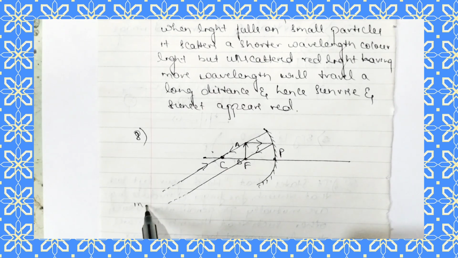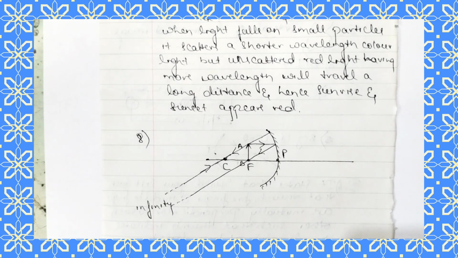Therefore the image is formed at infinity. The position: image is formed at infinity. Nature: image is real and inverted. Size: image size is highly enlarged.